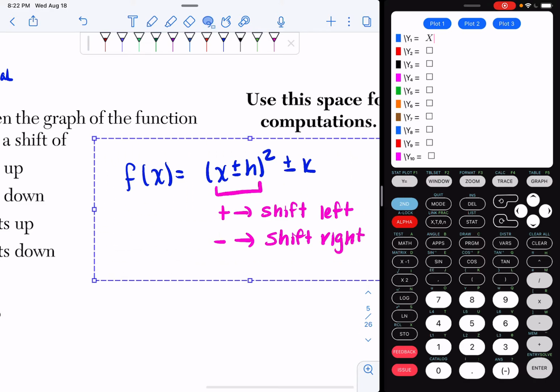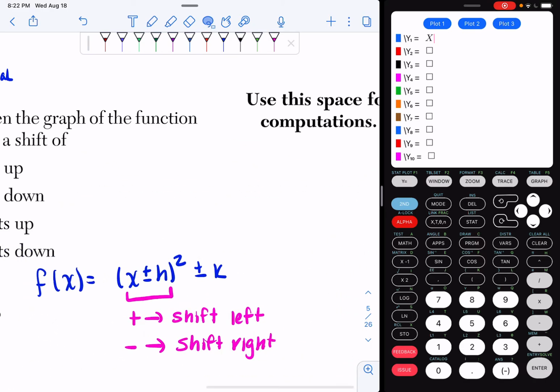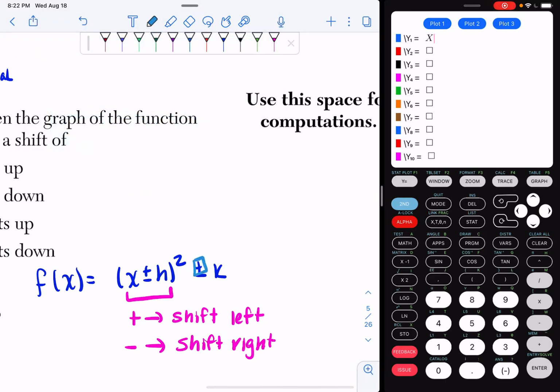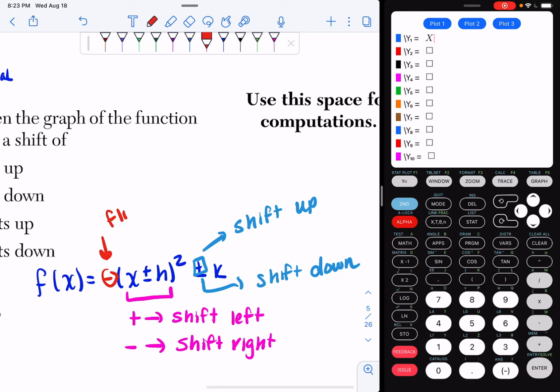Now, when I look at the outside of my parentheses, that's telling me if it's a shift up or a shift down. If it's a positive, that's a shift up. And if that's a minus, that's a shift down. Also, if you have a negative sign in front of your parabola, that's a flip or reflection.